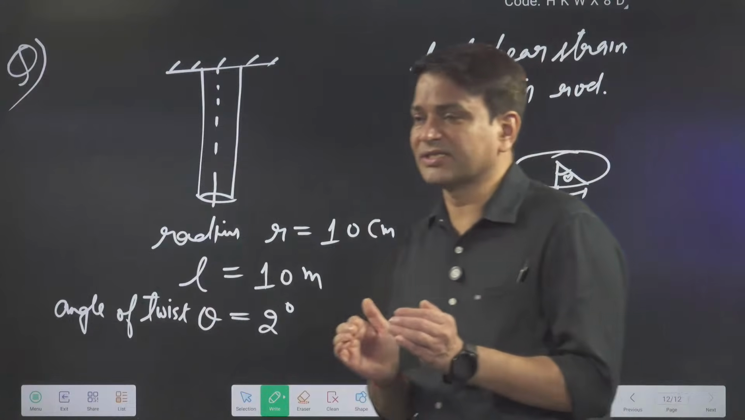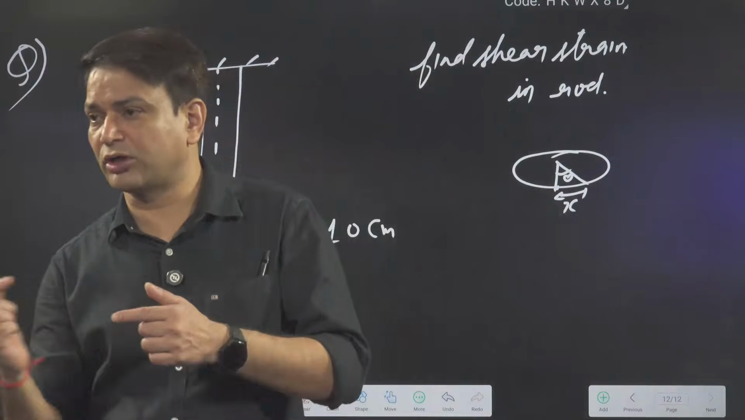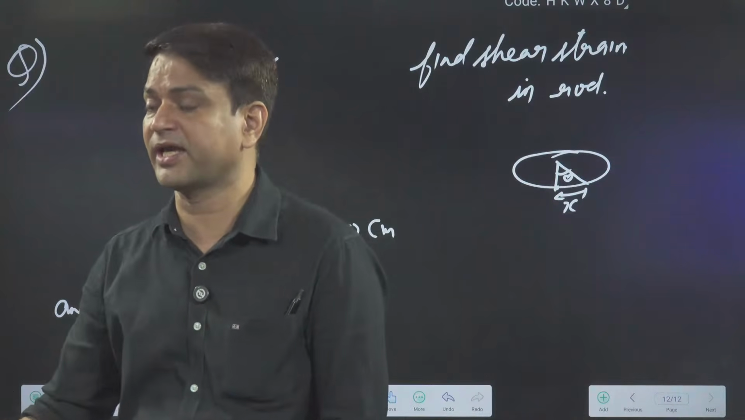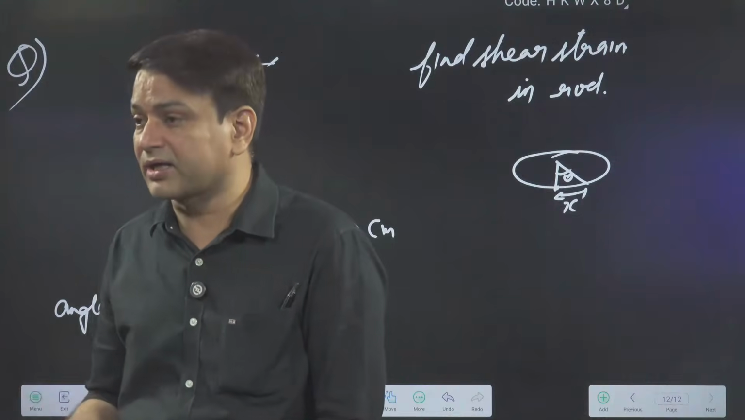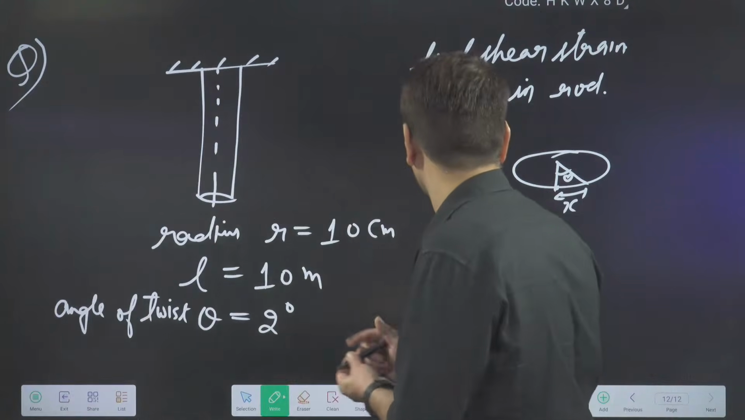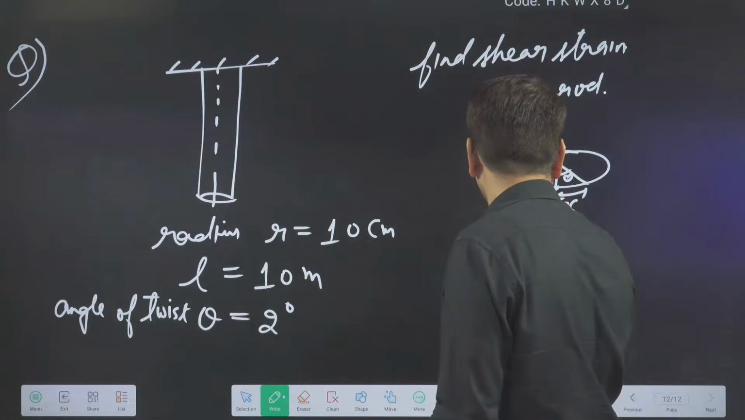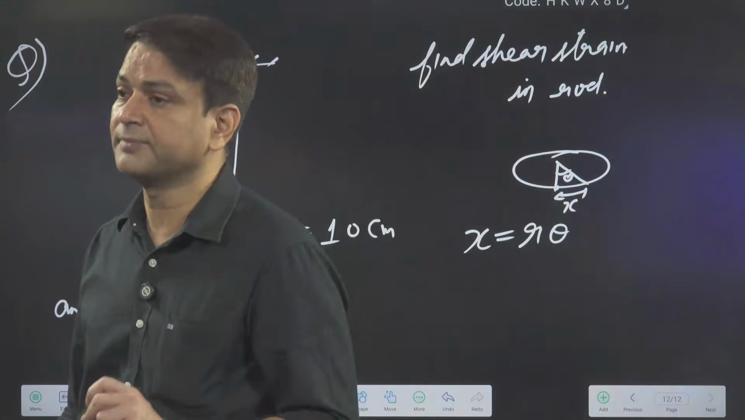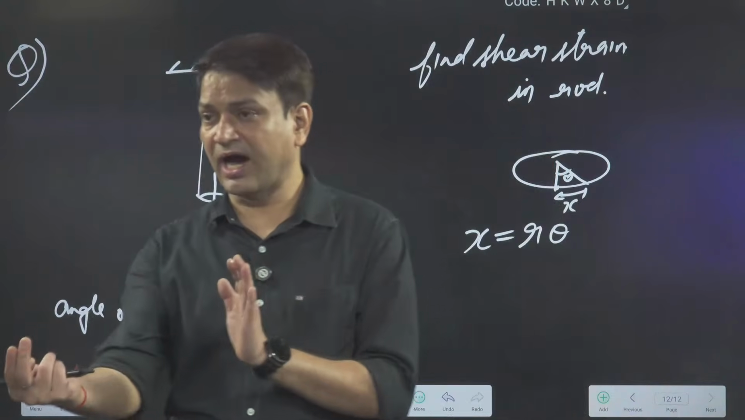So the point is on the circle, and when I rotate by theta, the point also moves by theta. Then how much displacement is there? Displacement will be equal to the arc length. What is the arc? Arc is equal to angle into radius. So here X I can say is R into theta, where theta is the twist angle. Now X is R theta.